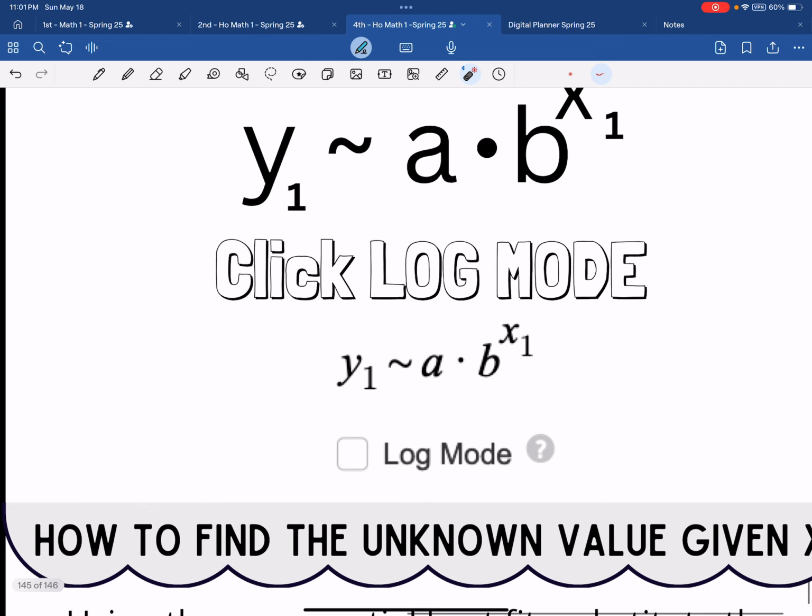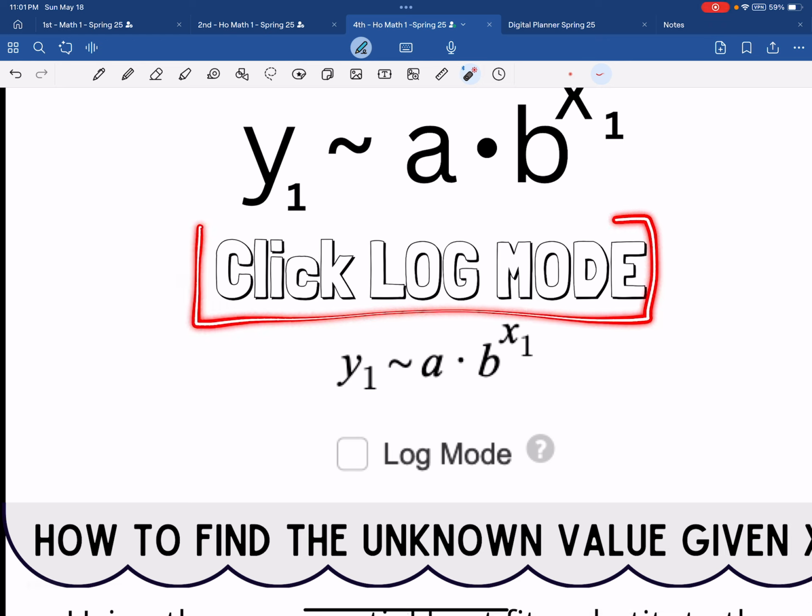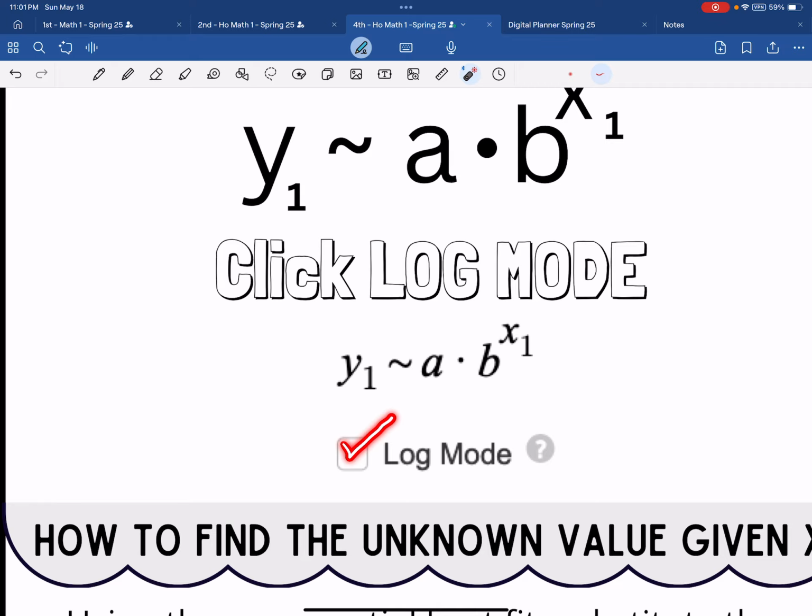Now, there is an additional step where you have to click the log mode. I know that you're probably not going to understand what that means right now, but you do need to click that in Desmos to make sure it comes out correct.